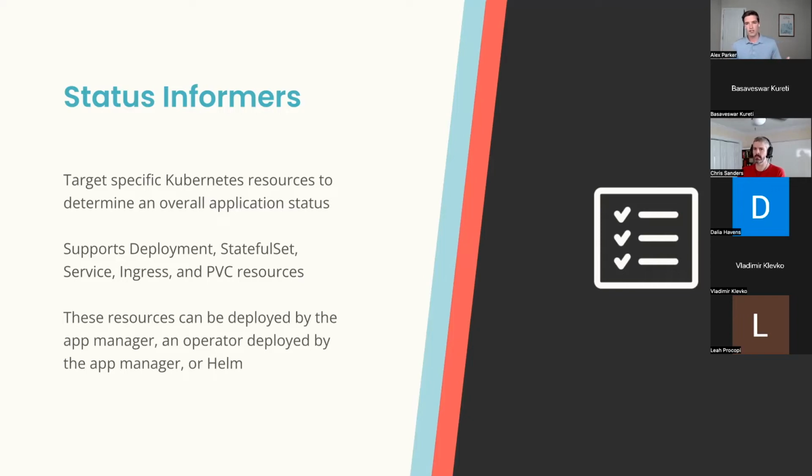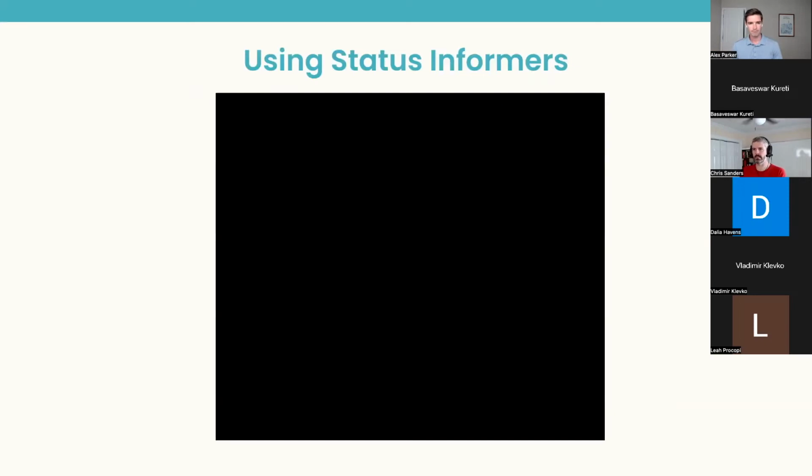And these Kubernetes resources that you're targeting with these status informers can be deployed by the app manager. They can be deployed by an operator that the app manager deploys, or by Helm if you're including Helm charts inside of your release and shipping your application that way. So you can use pretty much any of the ways that we support deploying your application. You can put those resources in a status informer and use that to communicate to your customers that your application is ready or that your application is upgrading or whatever it might be.